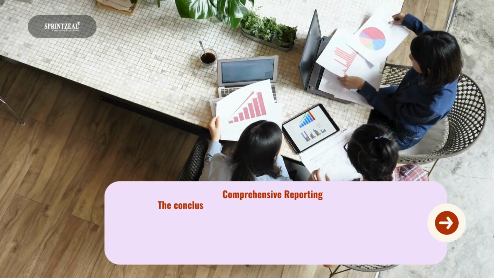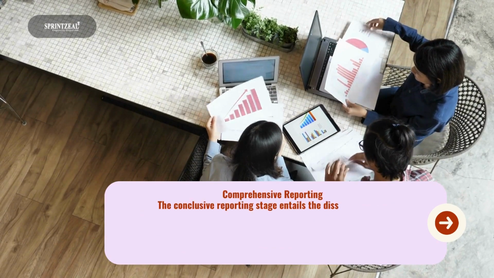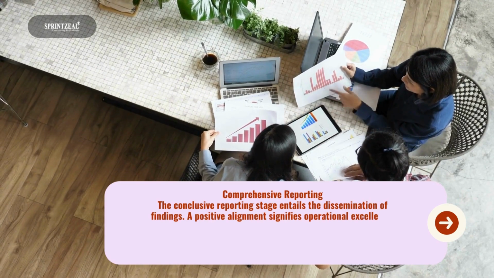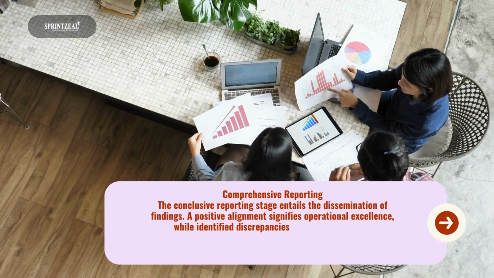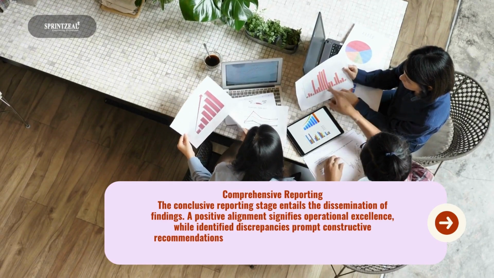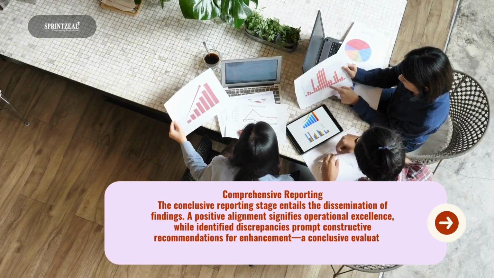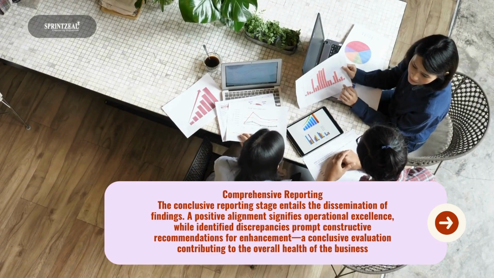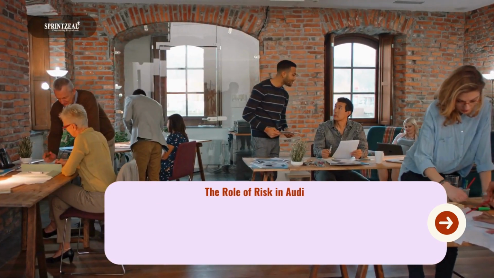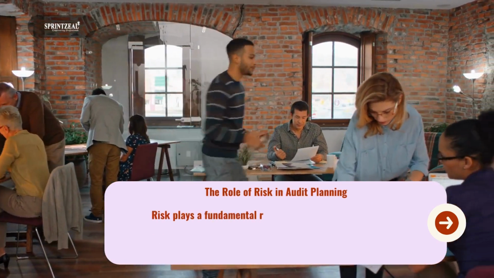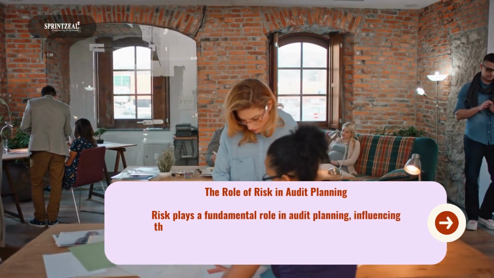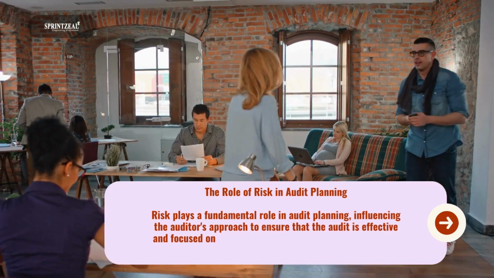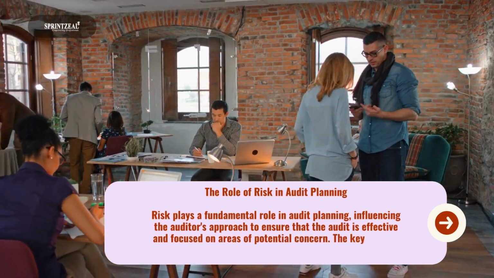Comprehensive reporting. The conclusive reporting stage entails the dissemination of findings. A positive alignment signifies operational excellence, while identified discrepancies prompt constructive recommendations for enhancement, a conclusive evaluation contributing to the overall health of the business. The role of risk in audit planning. Risk plays a fundamental role in audit planning, influencing the auditor's approach to ensure that the audit is effective and focused on areas of potential concern.